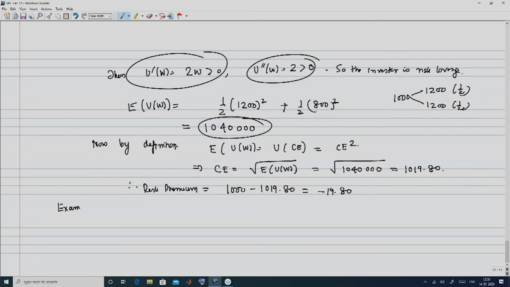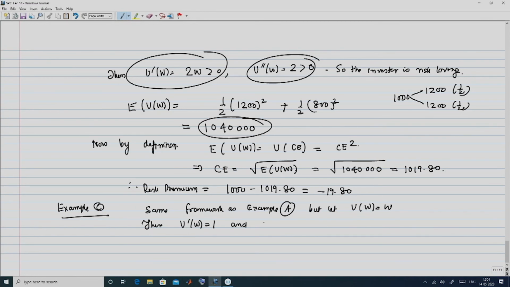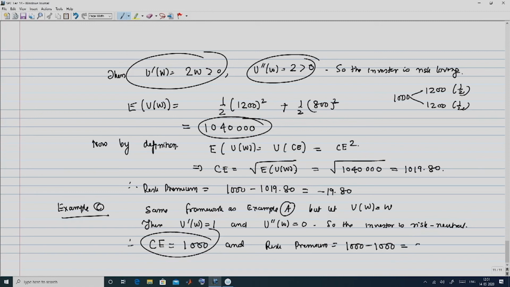So, to conclude our discussion, I look at the last example. In this case, you will have the same framework as example A again, but in this case, I will let the utility function be a linear function. So, then U prime of W is equal to 1 and U double prime of W is equal to 0. So, the investor is risk neutral. So, therefore, what is going to be the certainty equivalent? The certainty equivalent obviously is going to be the same as your original amount 1000, and consequently the risk premium is going to be equal to 1000, which is the original amount, minus certainty equivalent, and then this adds up to be 0.